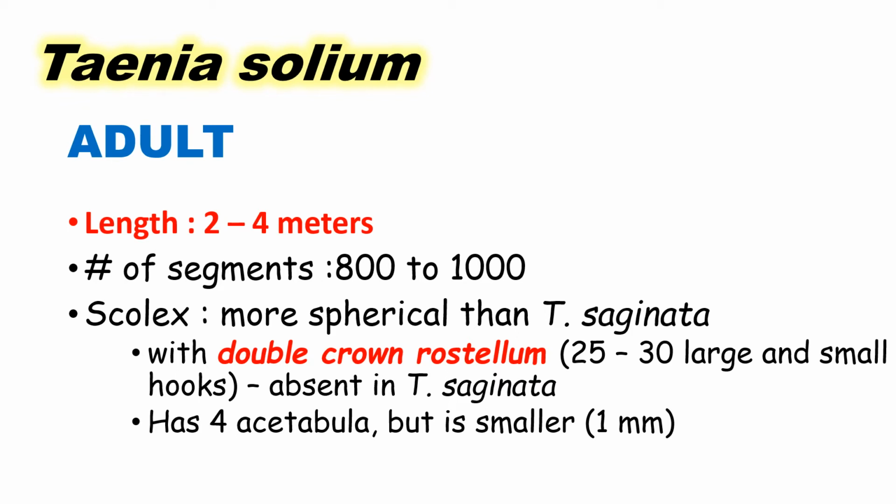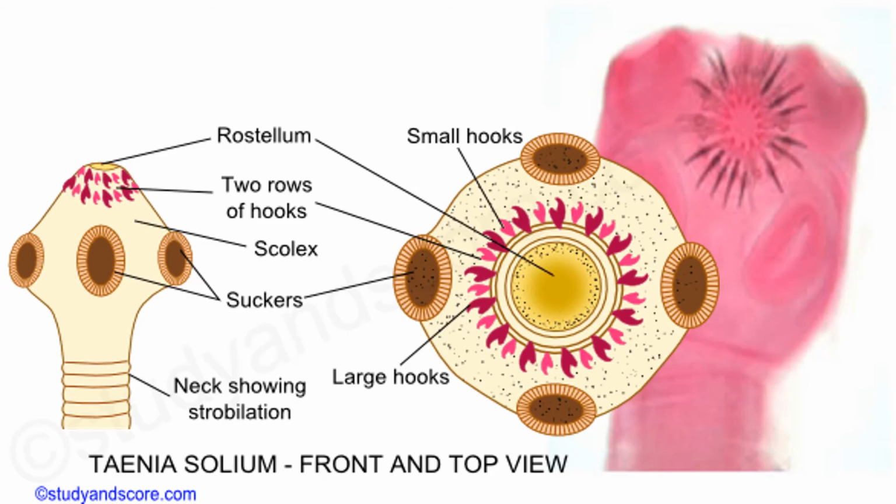Okay? So, the number of segments here is 800 to 1,000. So, it is much fewer and much shorter compared to your Taenia saginata. Okay? So, here, as you can see, it has 2 rows of hooks present on its rostellum. Okay?